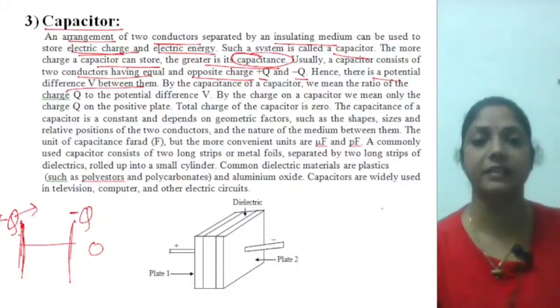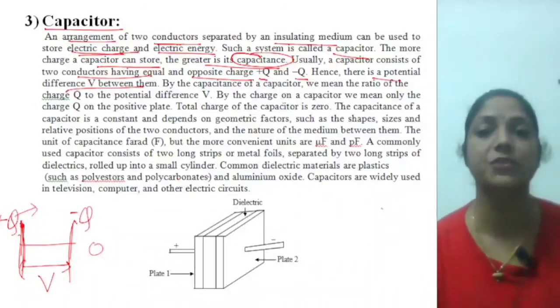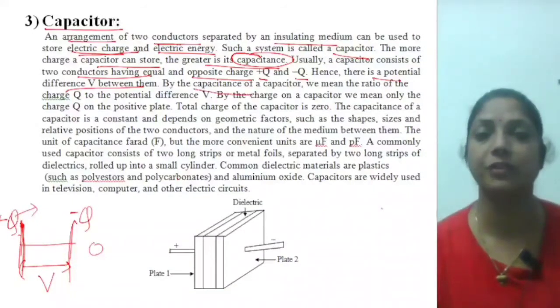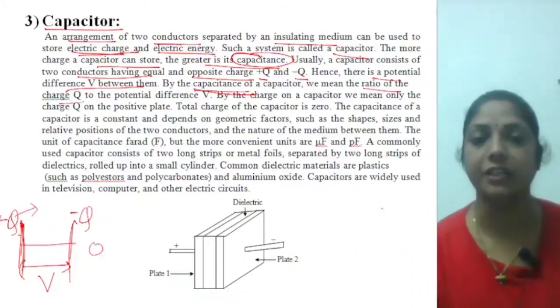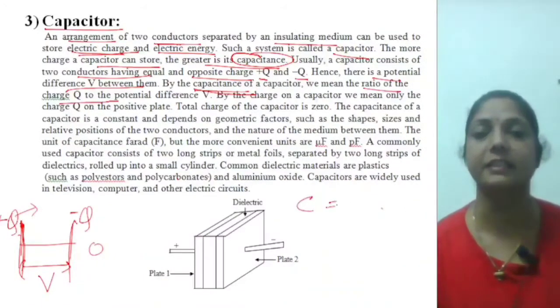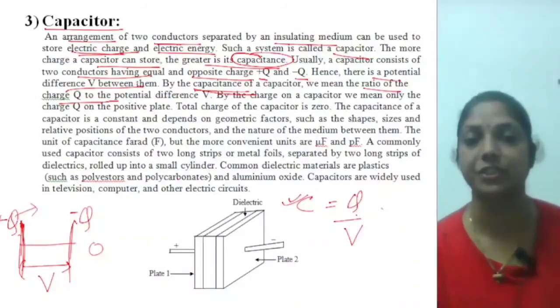If there is plus charge and minus charge on these two plates, hence there is a potential difference between these two plates, that is V. What is the capacitance? It is the capacity to store charge. Then what is the formula for this capacitance? It is the ratio of charge Q to potential difference V. It is denoted by C, and C is given by Q by V. This C is called capacitance and it is the ratio of charge to potential difference.